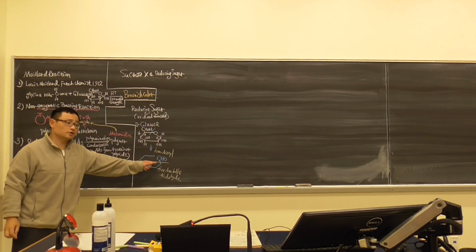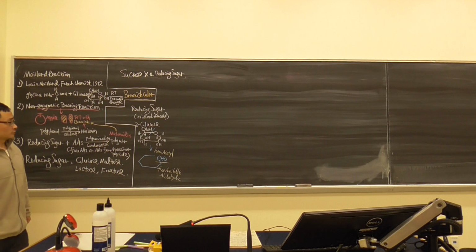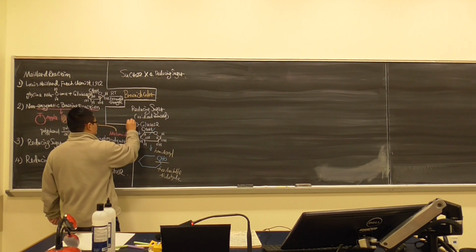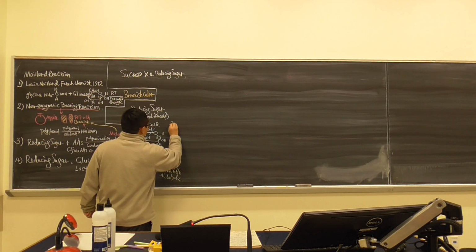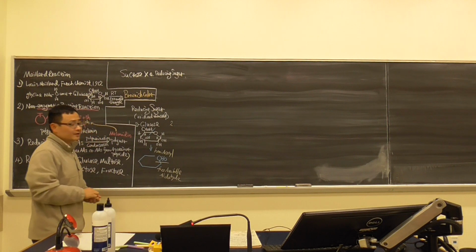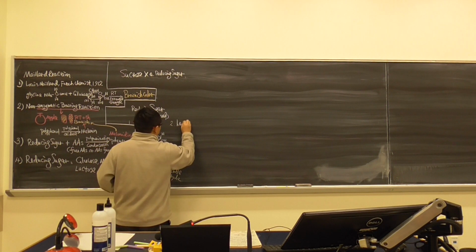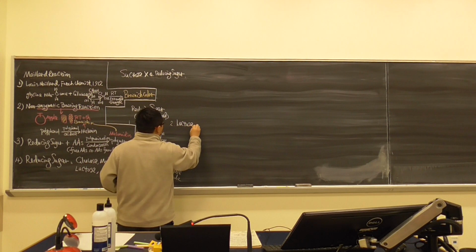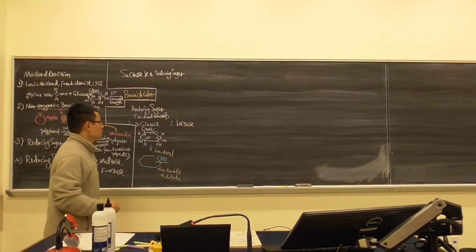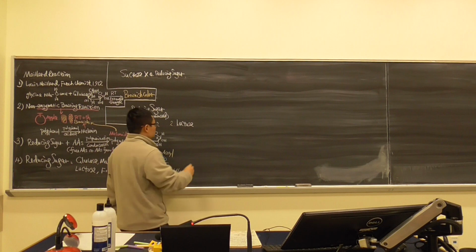That is a reducing agent. Okay, this is the first example. The second example: but how about lactose? Okay, this is a monosaccharide. Lactose is a disaccharide. So first of all, what are the components of lactose?